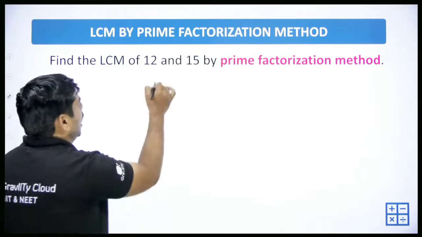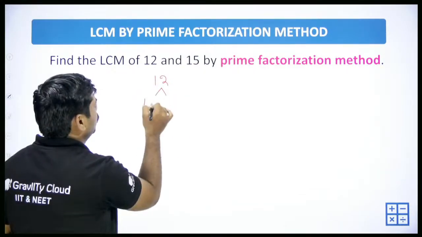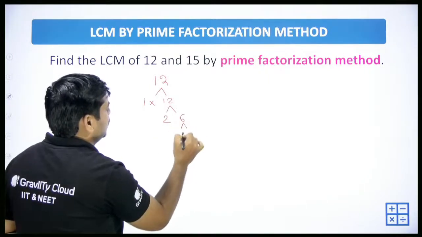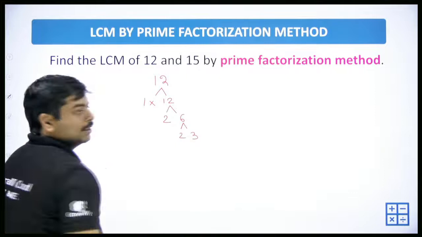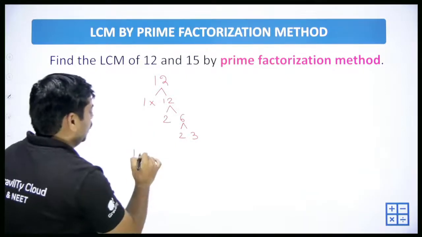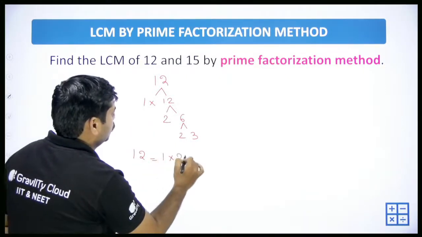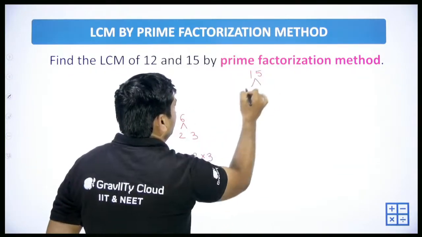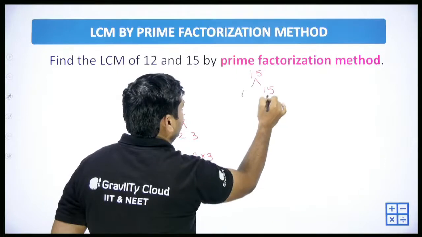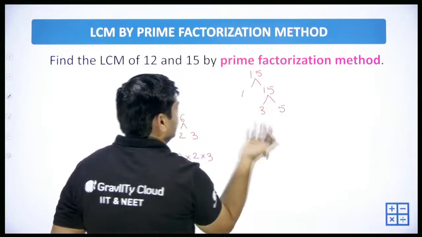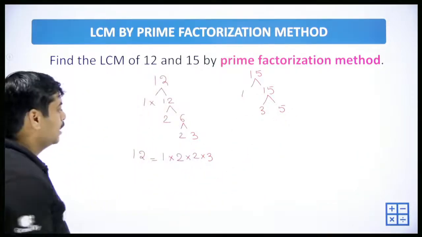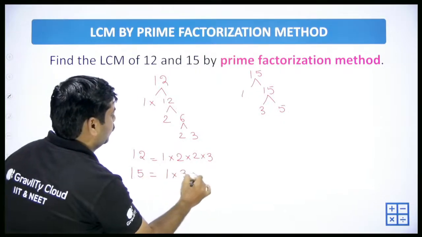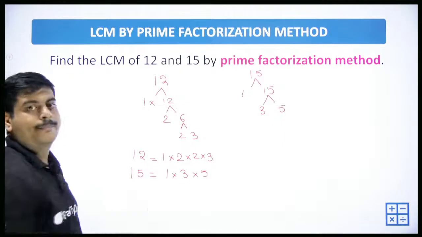So 12 I'll write as 1 into 12. 12 I can write as 2 into 6, and 6 I can write as 2 into 3. So 12 we can write as 1 into 2 into 2 into 3. And 15 can be written as 1 into 15, and 15 as 3 into 5, and that's it. No other numbers for that. So 15 is given as 1 into 3 into 5. These are the prime factors.